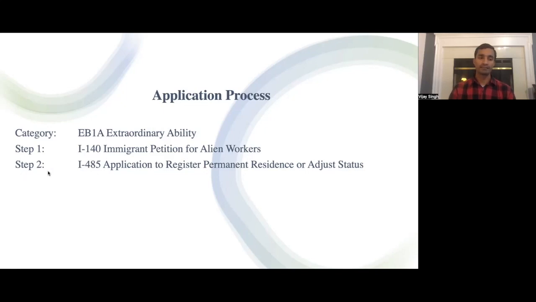The second step is the I-485 application, which is the actual application to register as a permanent resident, or the green card application. The reason I applied for these 2 applications separately and not concurrently is that I was on an H1B visa.